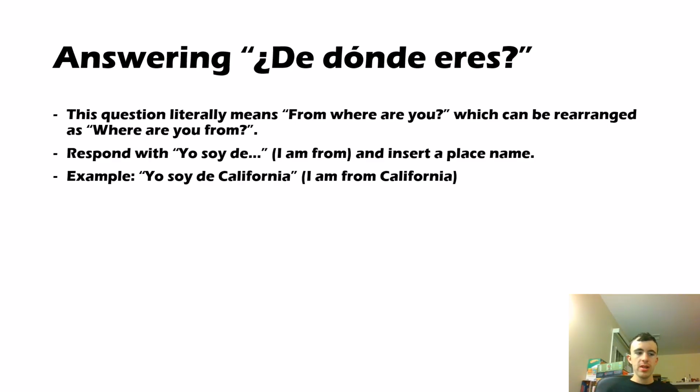So since we just covered basic pronouns 2 slides ago, say yo, meaning I, followed by soy de, means I am from, then you just insert a place name. Usually it'll be the same as in English. For example, yo soy de California, this means I'm from California.